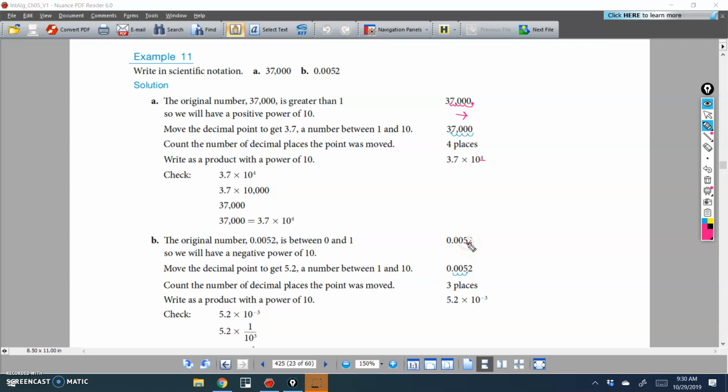0.0052. Okay, well I'm going to make my number be 5.2, so that decimal point needs to go 1, 2, 3 spaces to the left, and because it's a left, that'll be a negative. So this will end up being 5.2 times 10 to the negative 3.